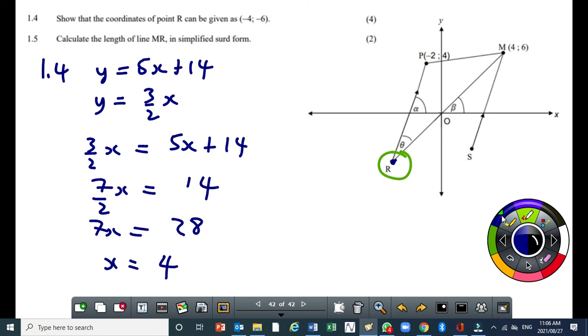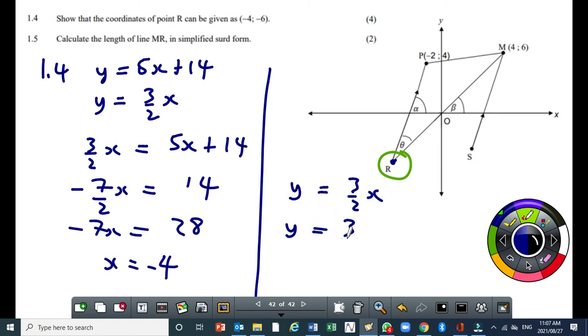Right? So it will be a negative there. So this becomes, alright, so the answer is x equal to minus 4. Alright, so this is the x value. Remember, we're supposed to show that x is equal to minus 4. Then, to get the y value, I can use the first equation. So the second one, y equal to 3 over 2x. So y is equal to 3 over 2x, and the x is minus 4. So this will give me minus 6.